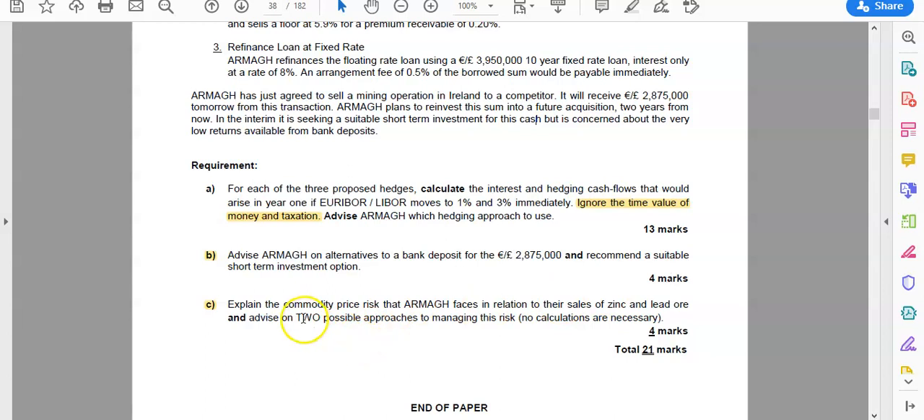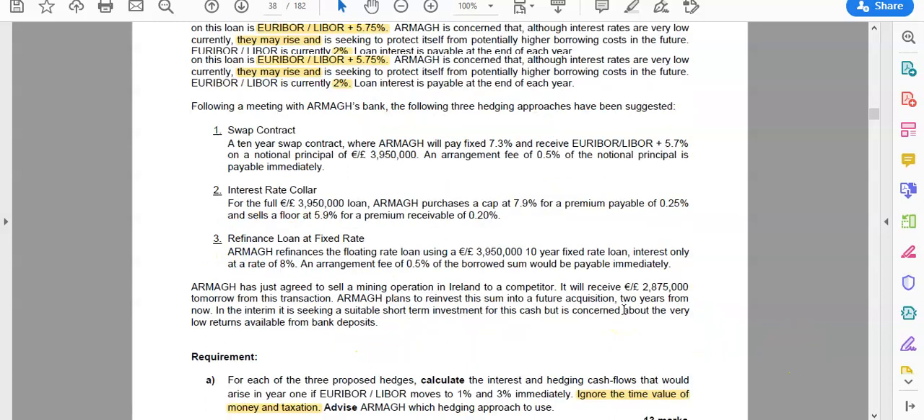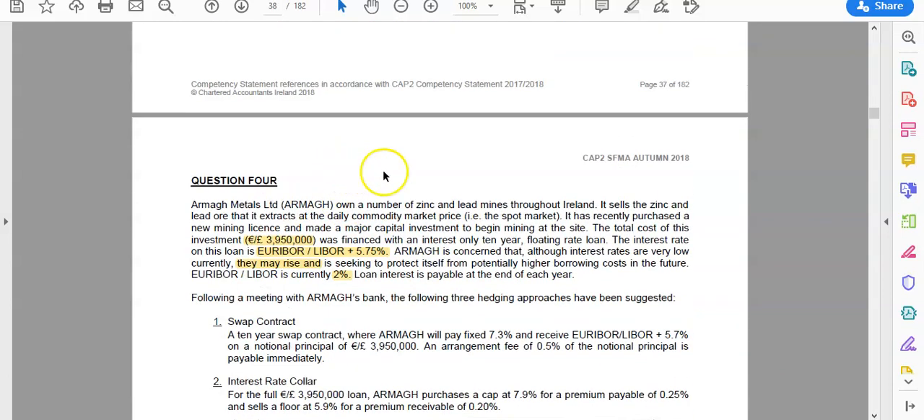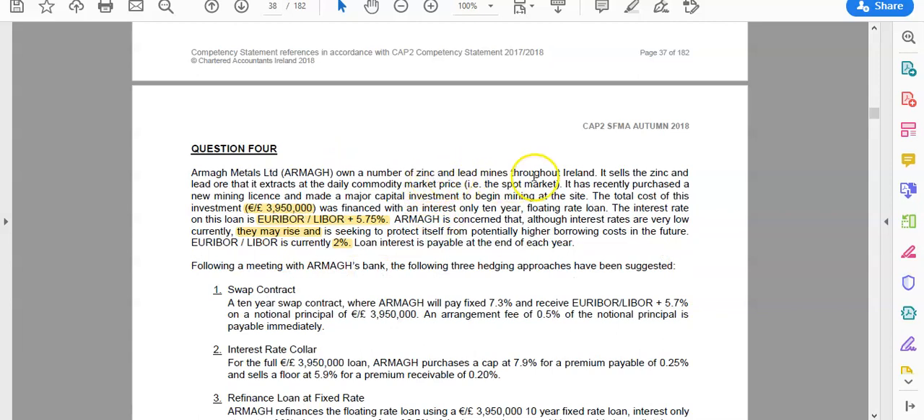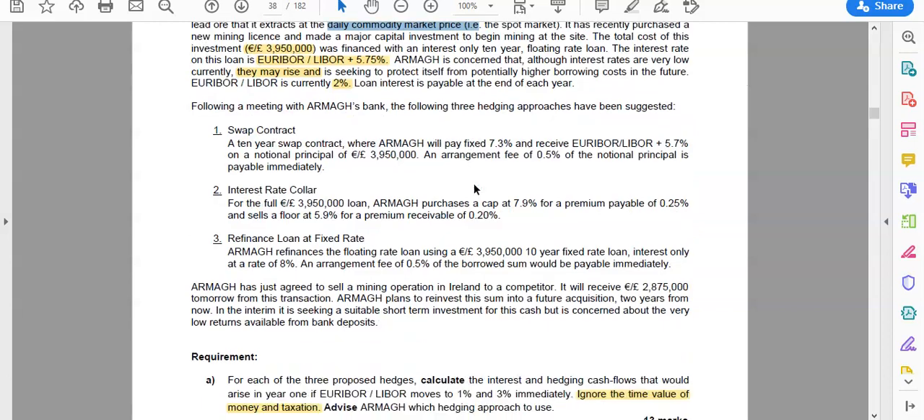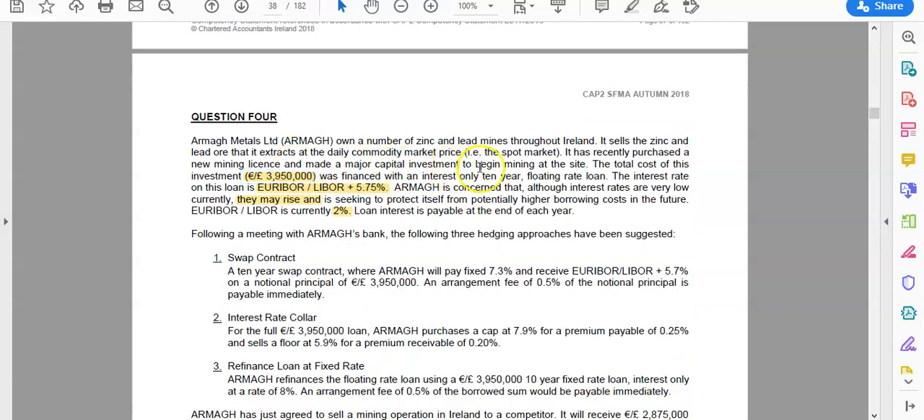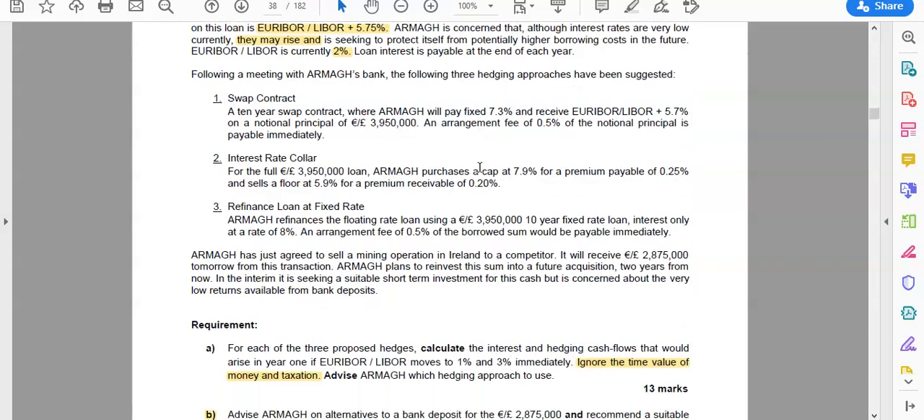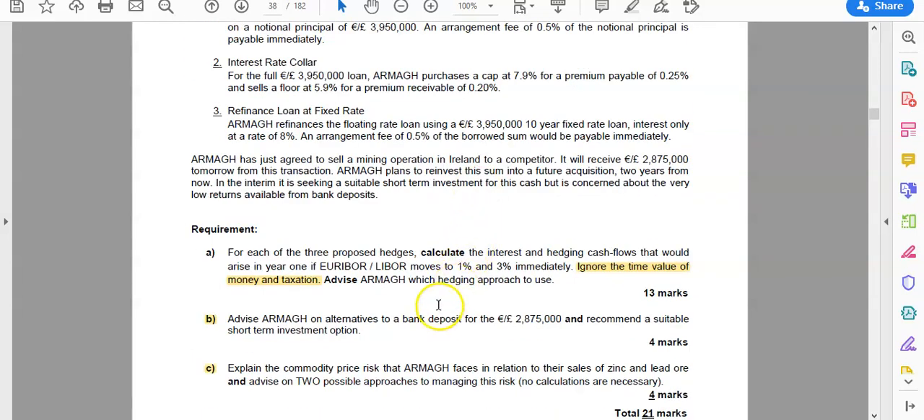But there's also another market risk, commodity prices, whether it's oil, gold, silver, or in this case zinc and lead ore. Because you're told they have zinc and lead mines, it sells them on the daily commodities price market. So of course the big risk for them is they've made huge capital investments, so they have a high level of fixed costs because they have to finance them, but they're selling their inventory into the commodity price markets. So that means they can have a very volatile price each day.